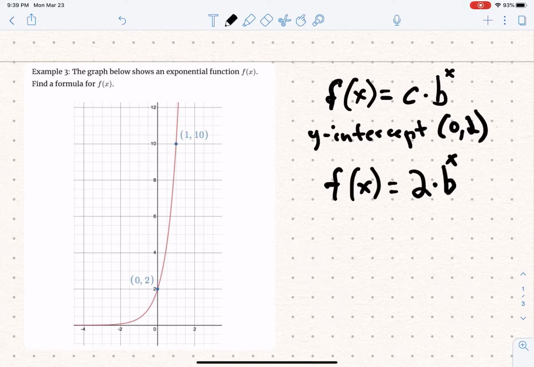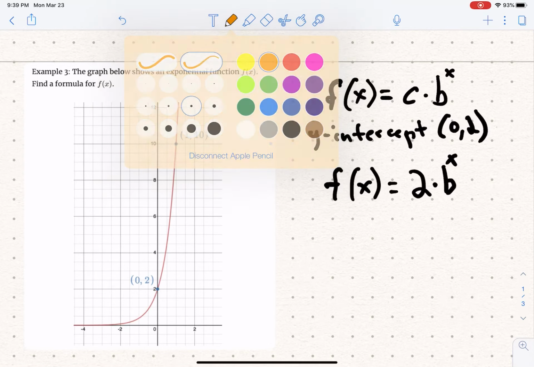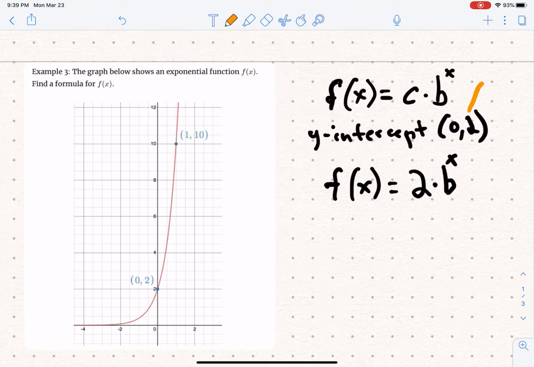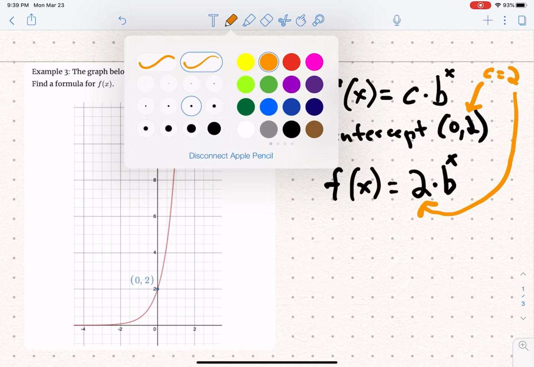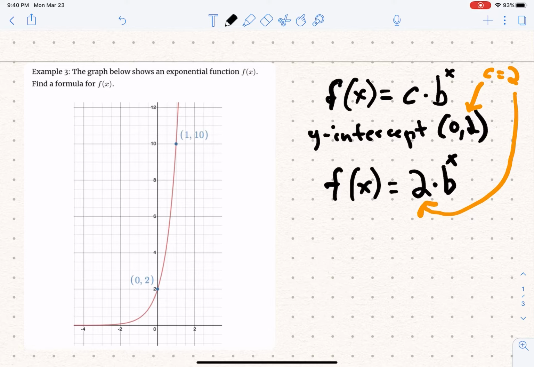The idea that I'm using here, just to make a note of it, is that this number equals c. c equals 2. That's where we came up with that number in the front. Cool. So we now have an updated formula, f of x equals 2 times b to the x, and it's just a matter of figuring out what this base b is.